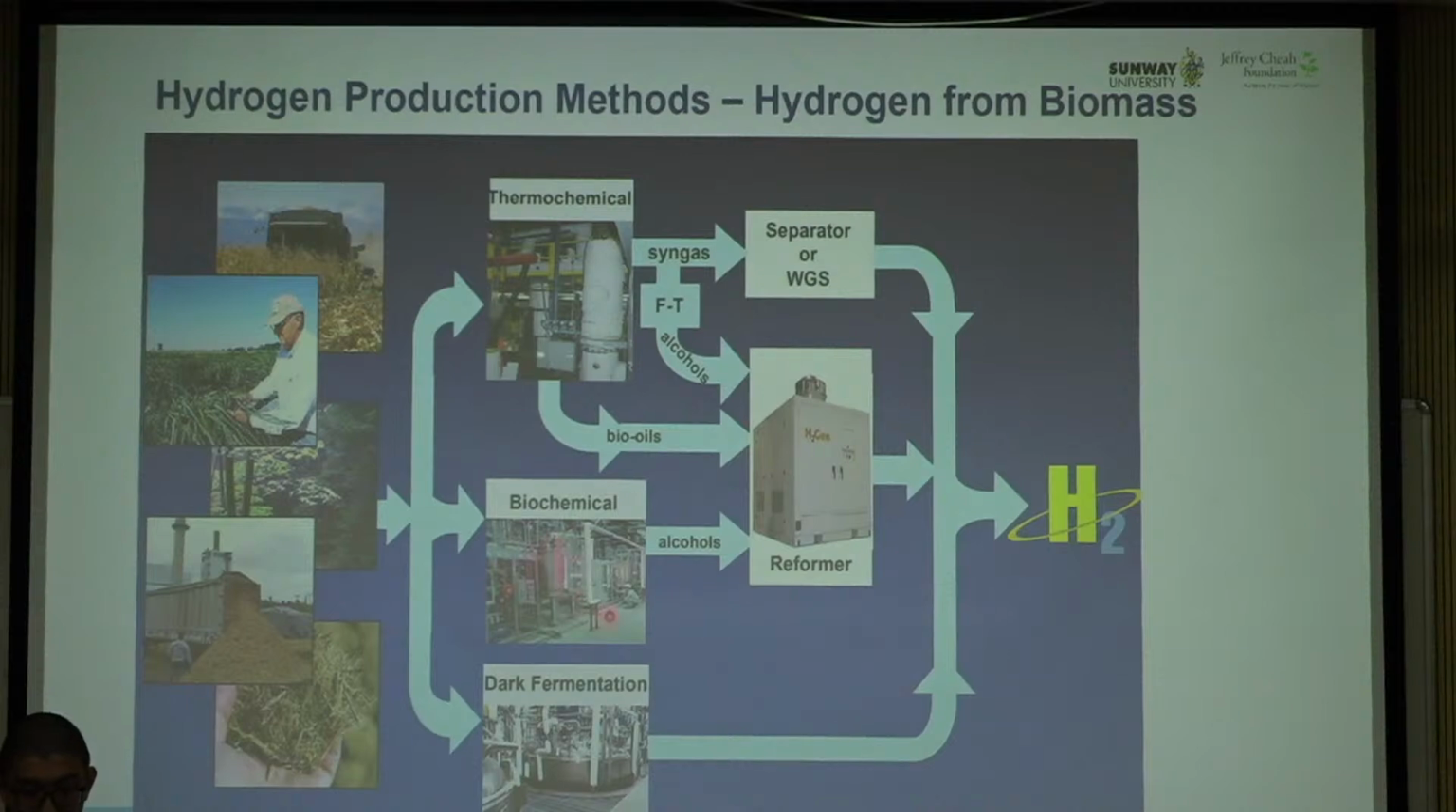So the biochemical process, from the alcohol, the methanol, can be converted and reformed into the hydrogen as well. So that fermentation can produce the biohydrogen directly or the biogas.